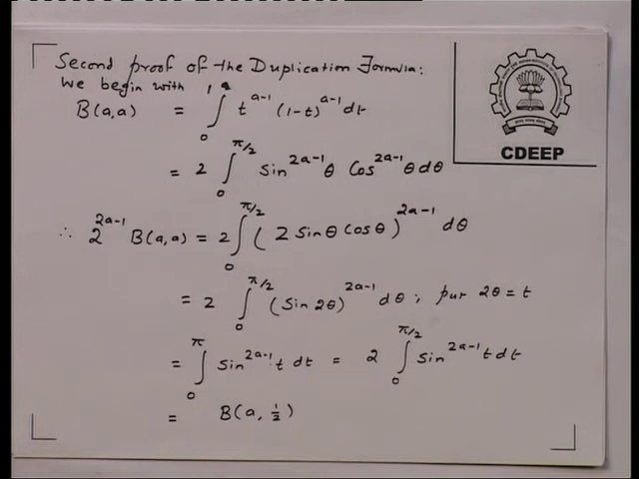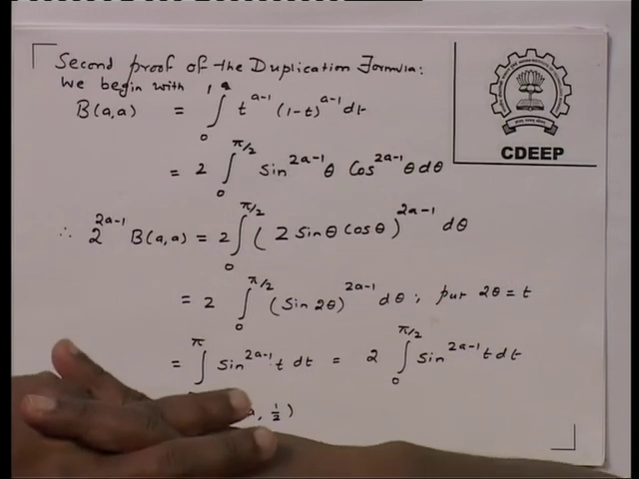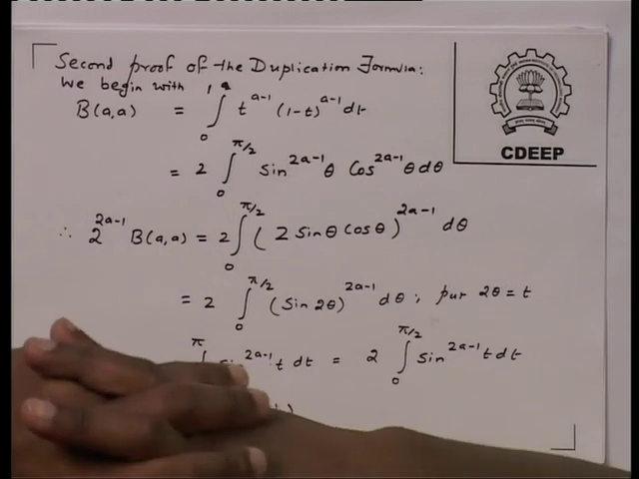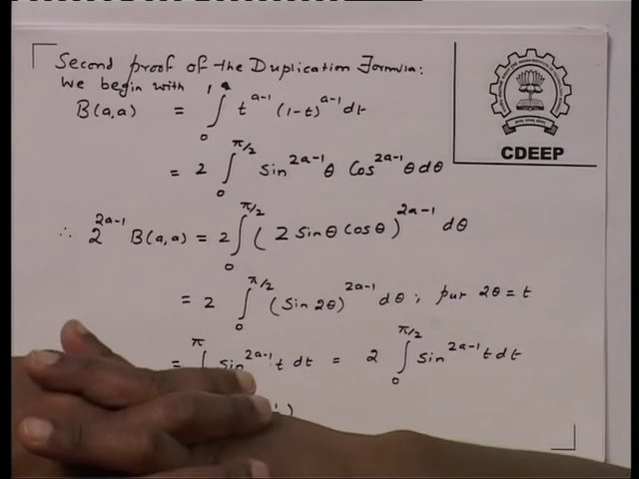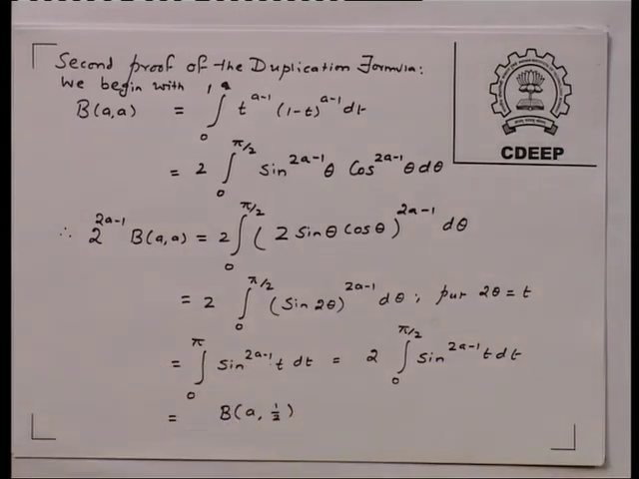gamma a, because on the left hand side you will get gamma a into gamma a divided by gamma 2a. The right hand side is going to be gamma a into gamma half upon gamma a plus half. I am going to cancel off the gamma a. How do you know that gamma a is not 0? Gamma a is positive when a is a positive real number.